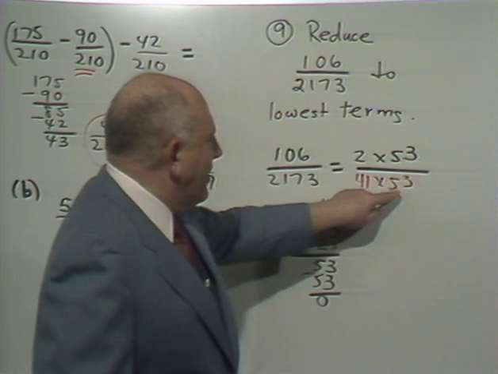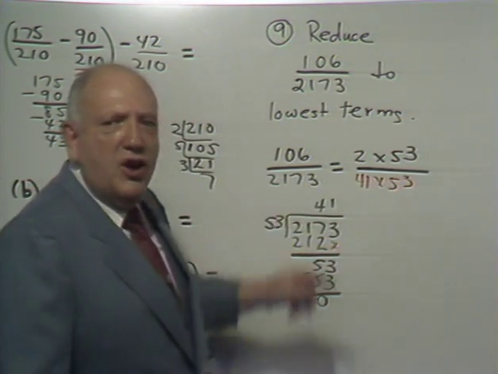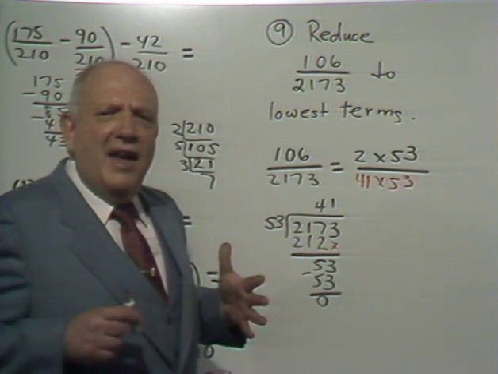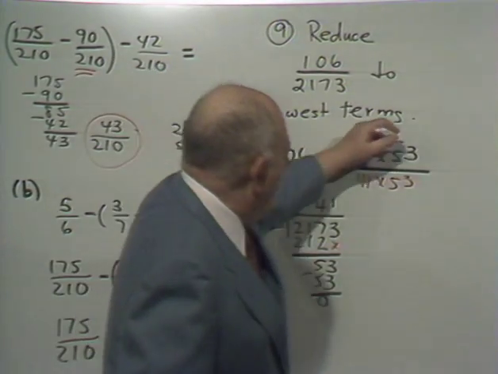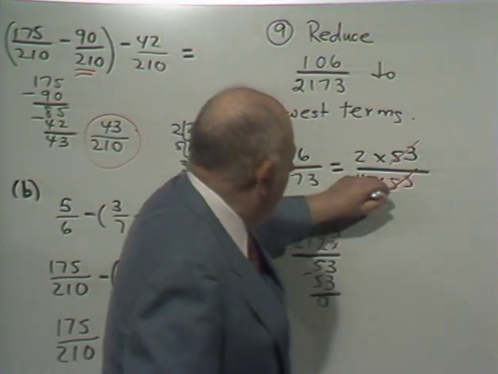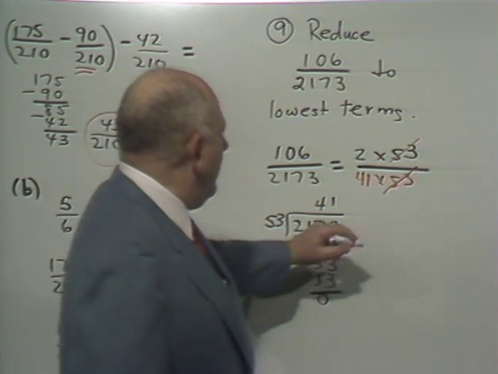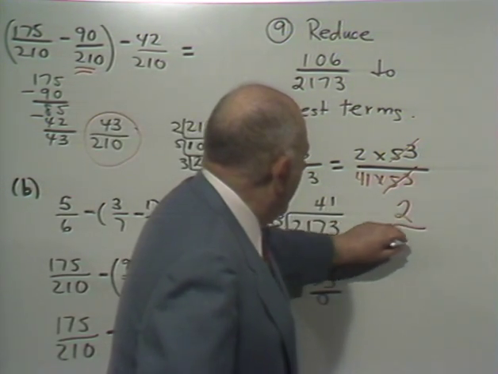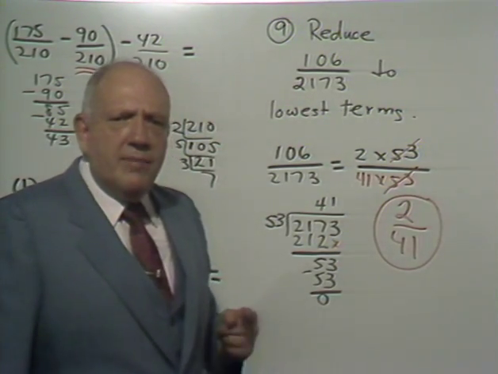But both 41 and 53 are primes. If you tried smaller numbers, they wouldn't go into this. You probably would have given up, saying, if this thing could be broken down, it would have happened by now. But you see, now the thing is what? 53 is a factor of the numerator, 53 is a factor of the denominator. We can cancel that common factor, so the answer to this problem is what? 2 over 41.